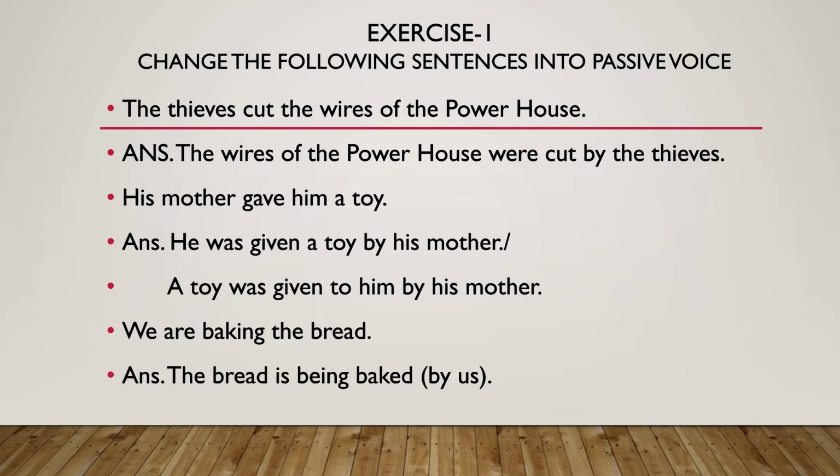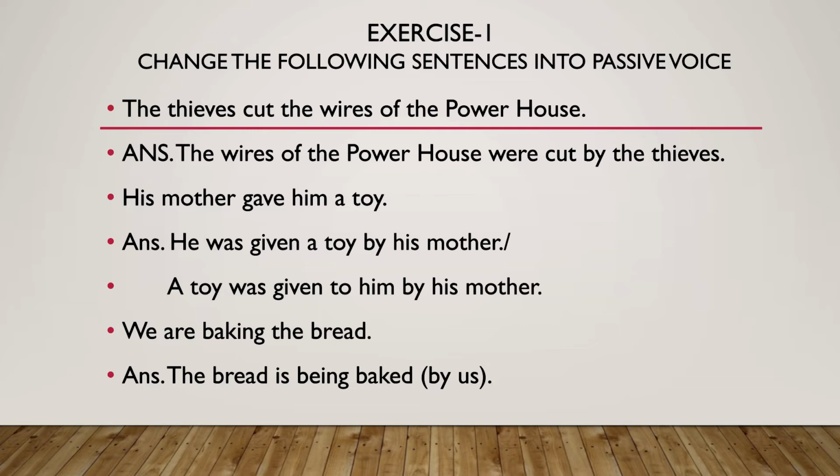The thieves is the agent, it's the subject, it's the doer as they are performing the action of cutting. What's the action? Cut. The wires of the powerhouse is the object, the receiver of the action. So, the first rule is, when we change the sentences into passive voice, we need to identify the object of the active voice. And that's placed as the subject in the passive voice. So here, the wires of the powerhouse, this phrase works as the object. And this becomes the subject in the passive voice as you can see in the answer.